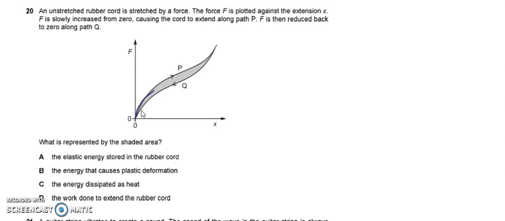Question 20. The area under the path P is the work done to extend the rubber, which becomes the elastic energy stored. So it cannot be these two answers. When it is returned back to where it starts, there's no plastic deformation, and the molecules of the rubber slipped, and there's friction, so energy dissipates.